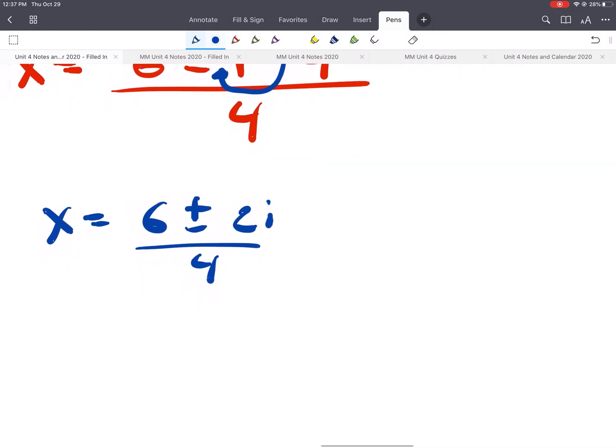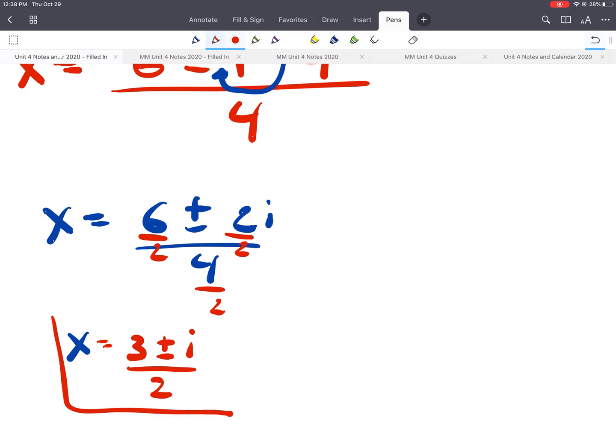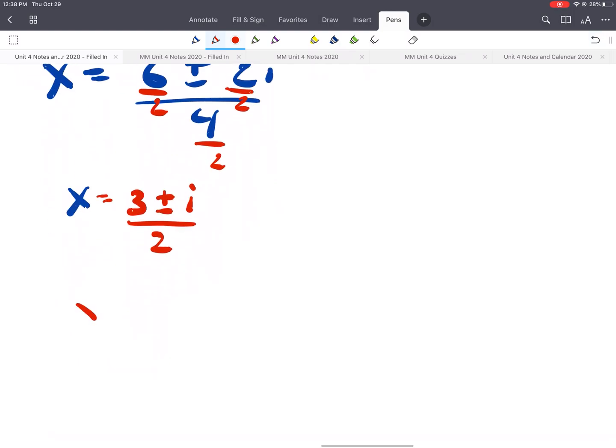Okay. And then our last step is to simplify the fraction. So again, 3 musketeers. Looks like we could divide all of those by 2. So we would get 3 plus or minus i over 2. And we would just leave it just like that. Well, I guess unless you wanted to write it like this. So 3 plus i over 2 and 3 minus i over 2.